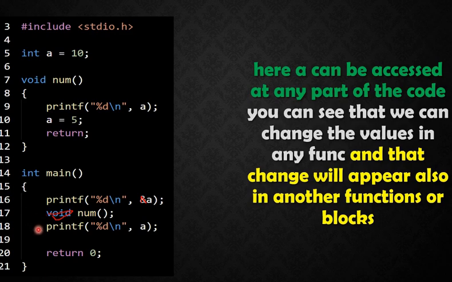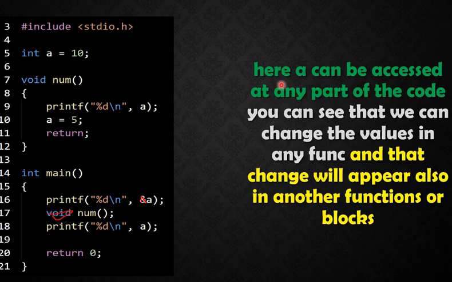Again I will go to line number 18, and if I print this, then I will get the value of a as 5, because a has been changed from 10 to 5 inside the num function. That means if you make any kind of change inside any function, then that will appear in all the rest of the functions. Okay, so this is the concept of global variables.